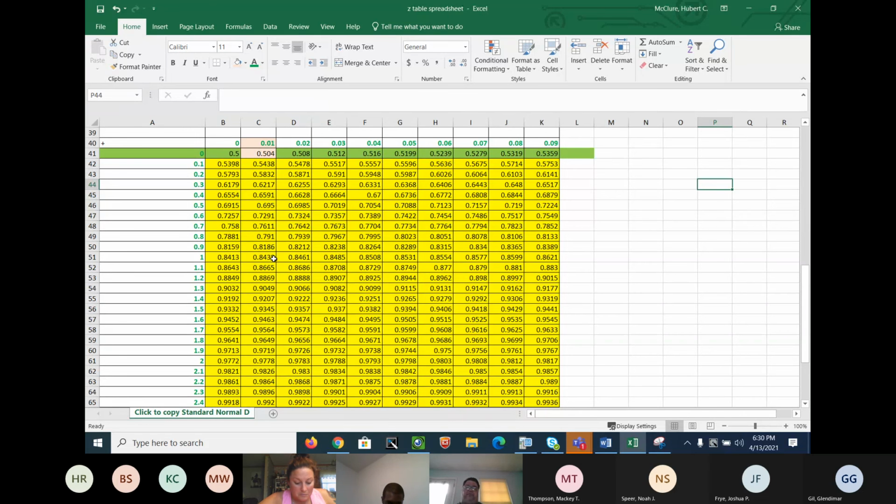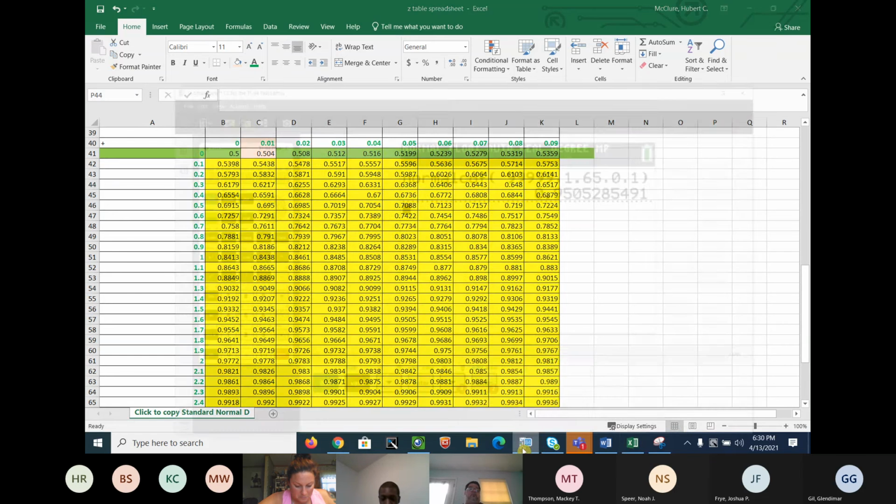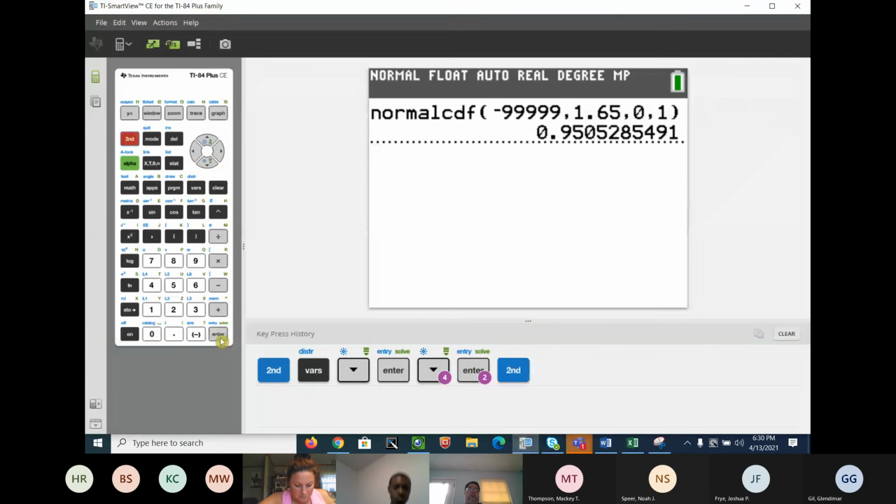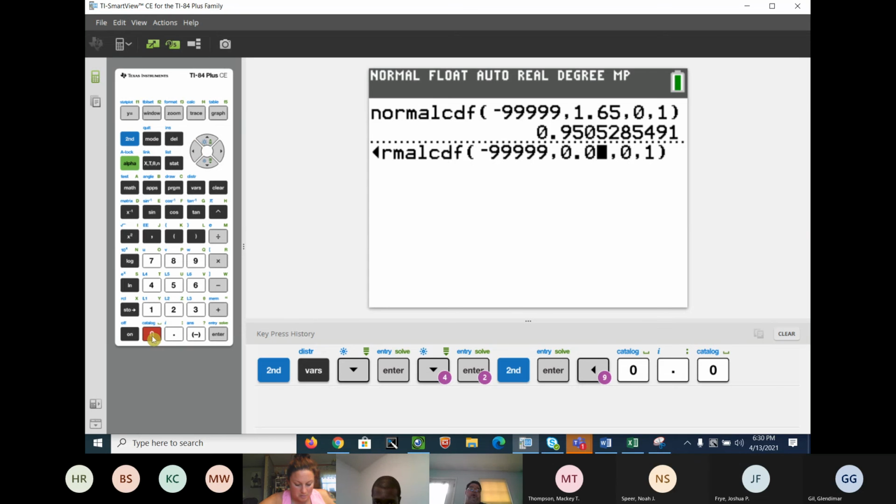Yes, it says 0.504. Yes, that's the same thing. All right, so let's go to our handy dandy calculator. Now watch this. This is a trick I learned in the war. Second, enter. And I'm going to change that 1.65 to 0.01. Please make sure you type 0.01 and not 0.1. And let's watch what happens.